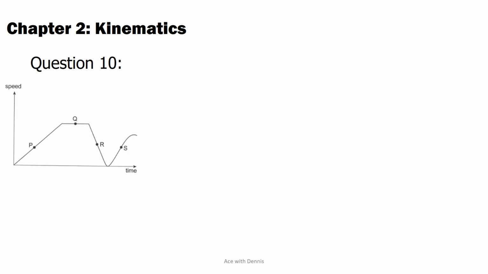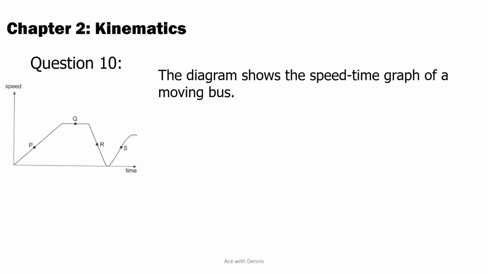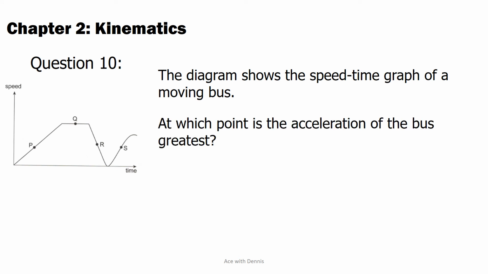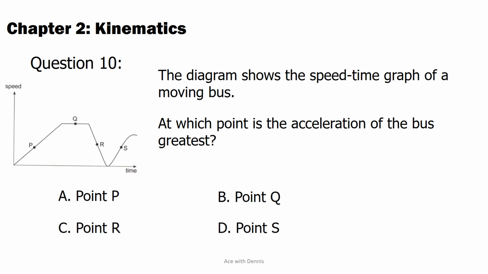Question 10. The diagram shows the speed-time graph of a moving bus. At which point is the acceleration of the bus greatest? A. Point P. B. Point Q. C. Point R. D. Point S.